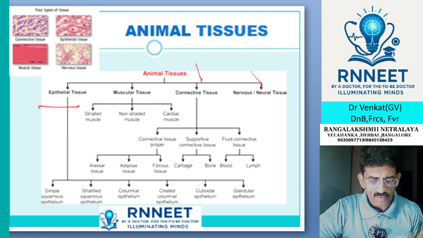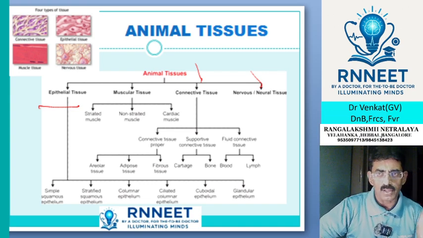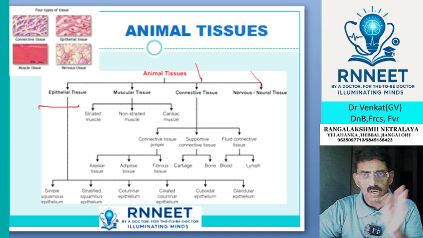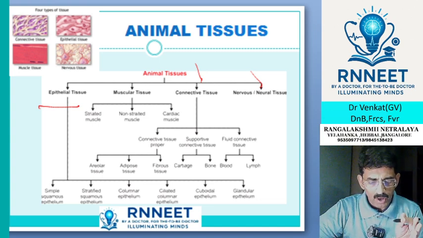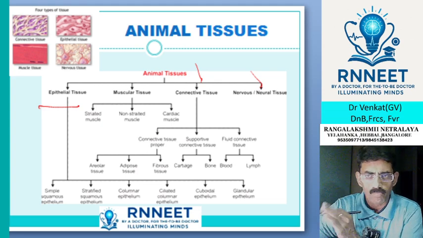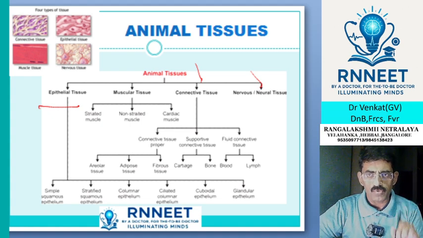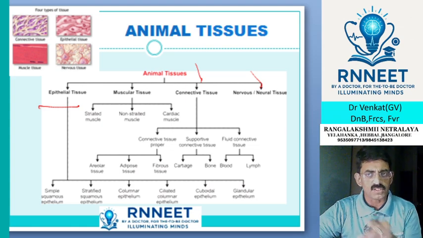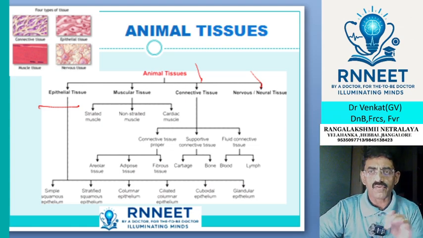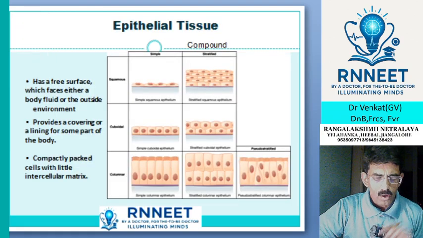Under epithelium again you have different types which we are going to go into in detail. Whether simple squamous epithelium, stratified squamous epithelium, basically squamous, columnar, cuboidal, and there is a variation of it called the glandular. So these are the 4 main types of epithelium. Then we will come to the types of muscular tissue, the different types of connective tissue, and of course the nervous tissue. So this gives you the broad classification of the different animal tissues. We'll come to the most important first part, that is the epithelial tissue.